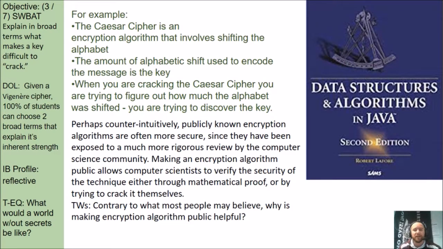Perhaps counterintuitively, publicly known encryption algorithms are often more secure, since they have been exposed to a much more rigorous review by the computer science community. Making an encryption algorithm public allows computer scientists to verify the security of the technique either through mathematical proofs or by trying to crack it themselves. Your think, write, share here: contrary to what most people may believe, why is making an encryption algorithm public a helpful thing to do?